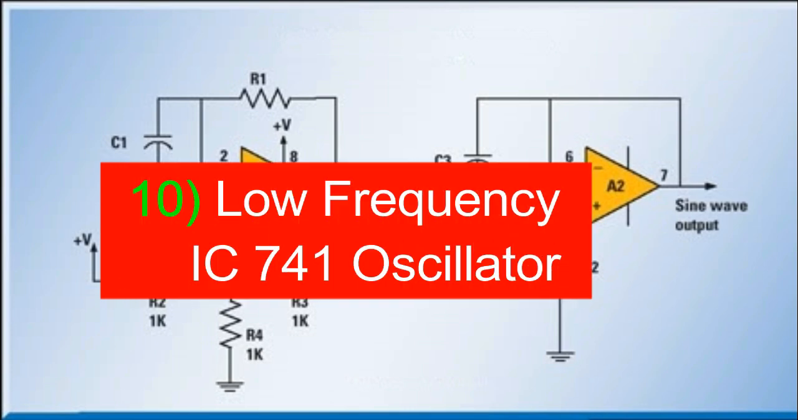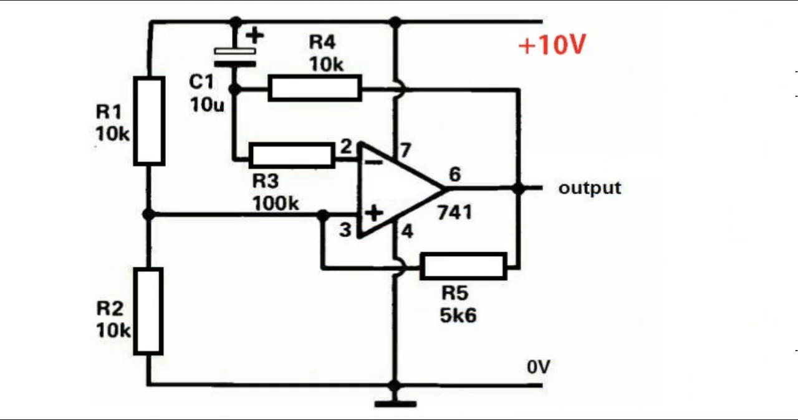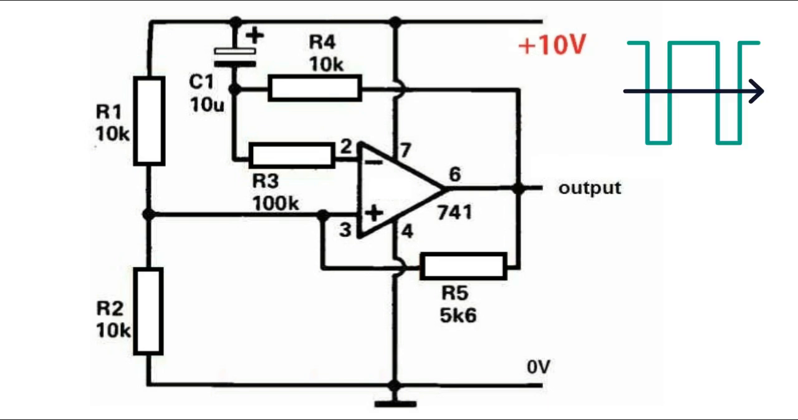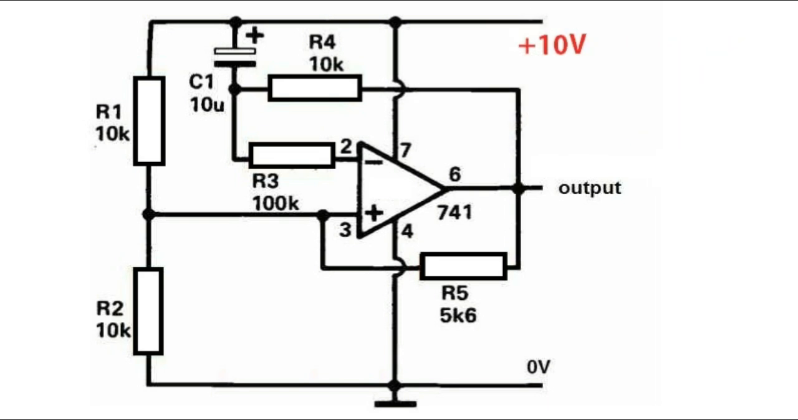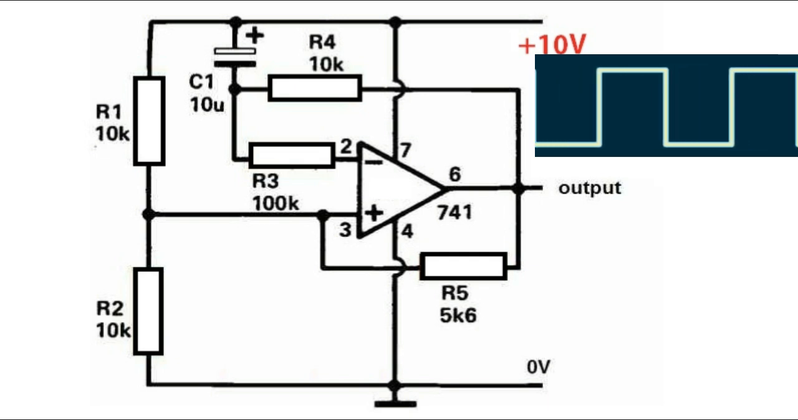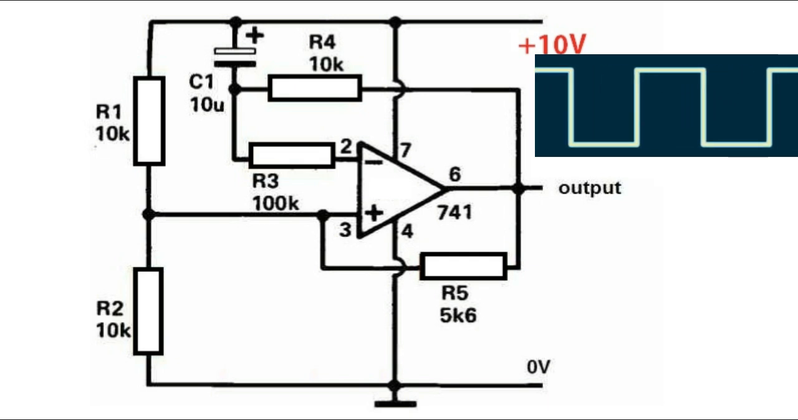Low-frequency IC741 oscillator. Using only a 741 operational amplifier as a comparator, this circuit generates a low-frequency square wave. The frequency may be changed by altering the values of C1 and R4. A decrease in C1 or R4 raises the frequency, whereas an increase in value lowers it.